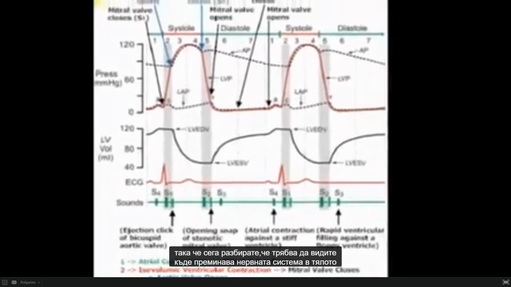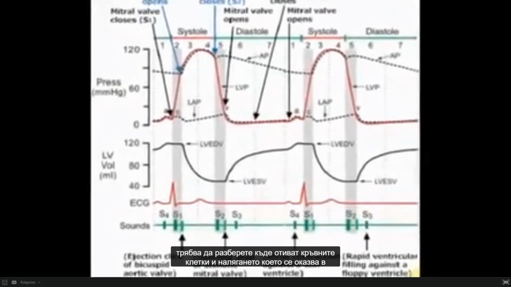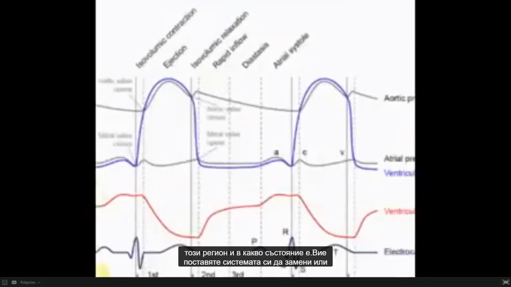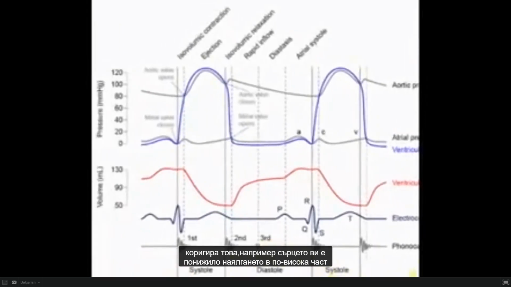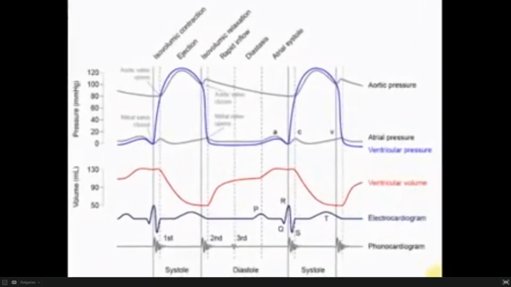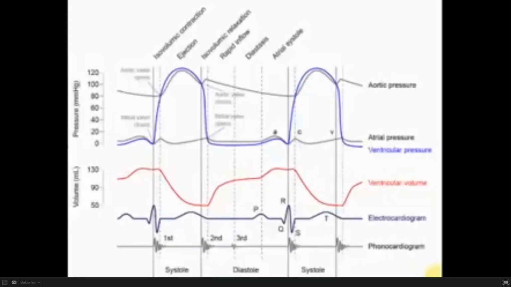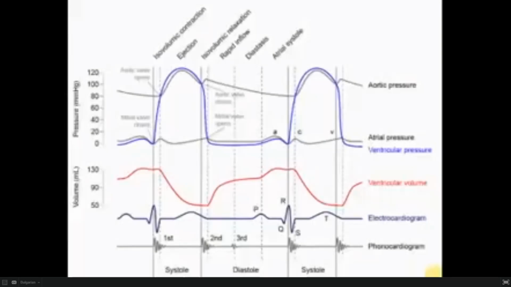So now you understand. You have to see where the nerve system passes in the body. You have to understand where the blood vessels go, and the pressure which it carries in that region, and what condition it is in. You put your system to replace or adjust what, for example, the heart has dropped in pressure in a higher part. Then you create the same condition plasma by additional systems, and then the body comes back to position, and you most probably see the cancer disappearing, and the part of the things which was missing or damaged is repaired so rapidly.